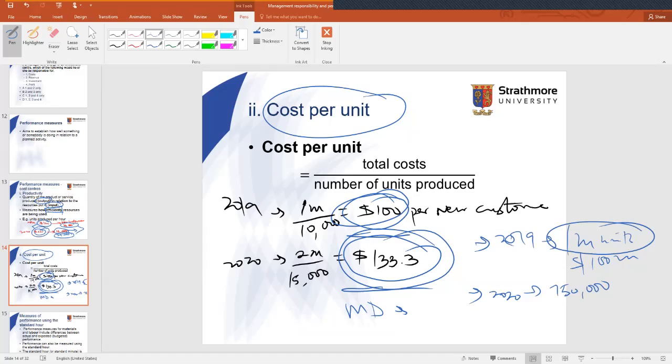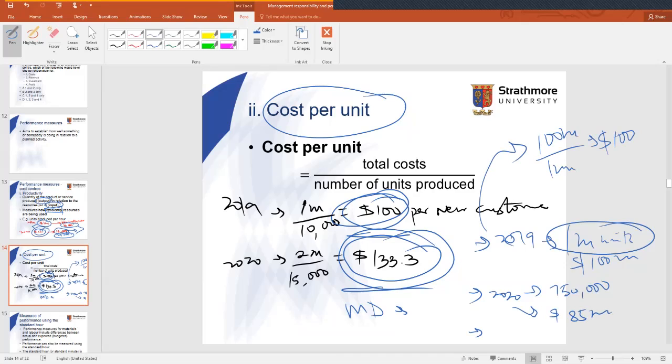Therefore, if we do the cost per unit as per last year, it was equal to 100 million cost. We divide by the units, which was 1 million. Therefore the cost will equal $100 per unit. This year, what's the cost we have incurred so far? We have incurred a cost of, let's say, 85 million. Therefore, what's the cost per unit?